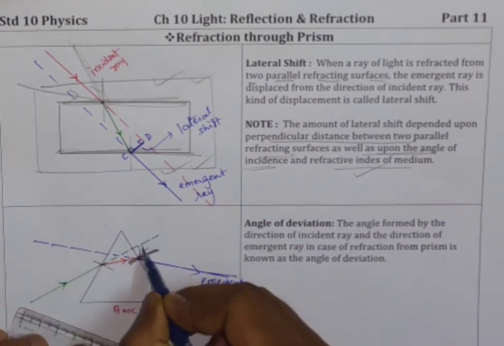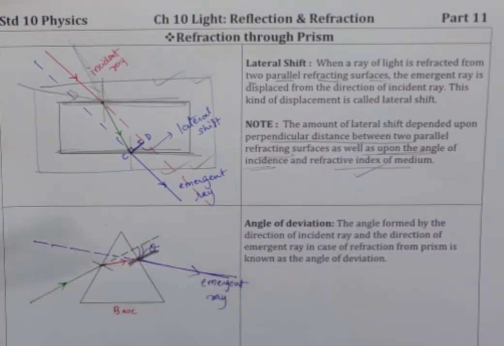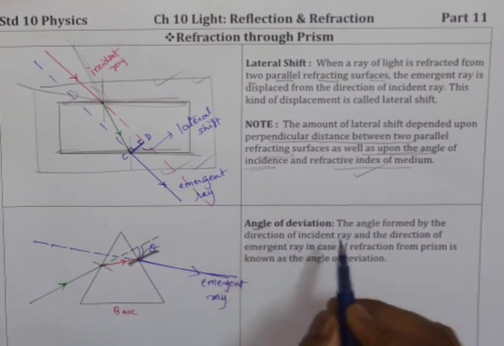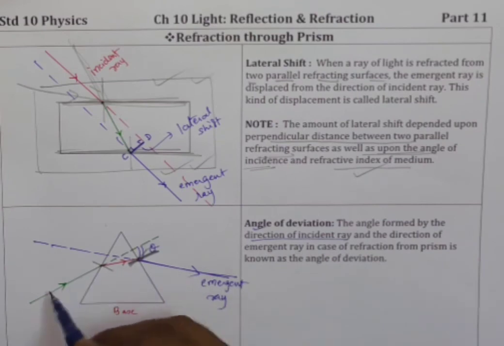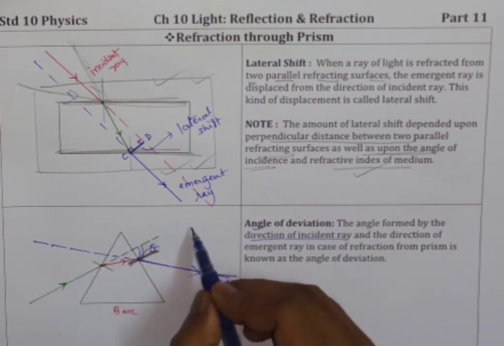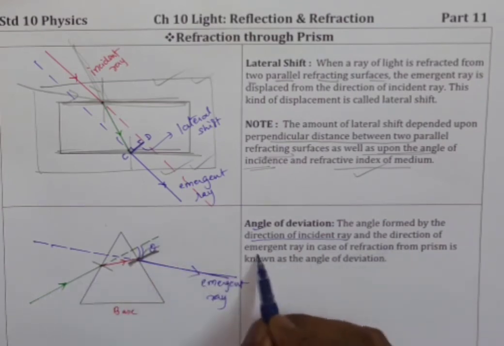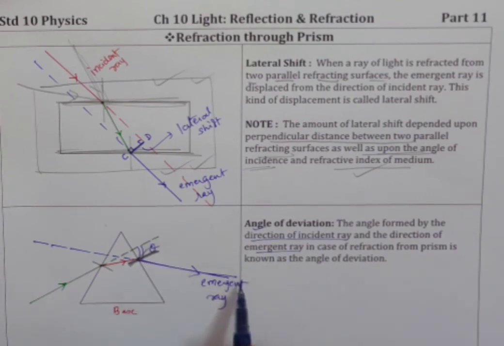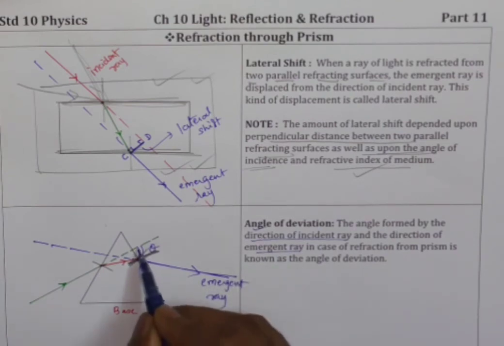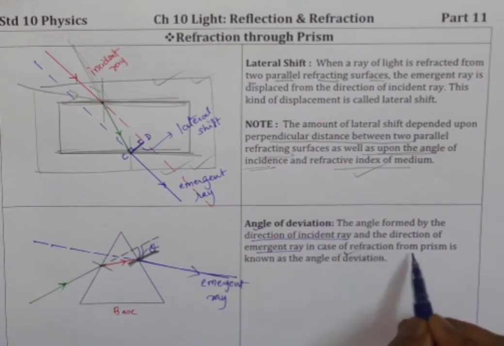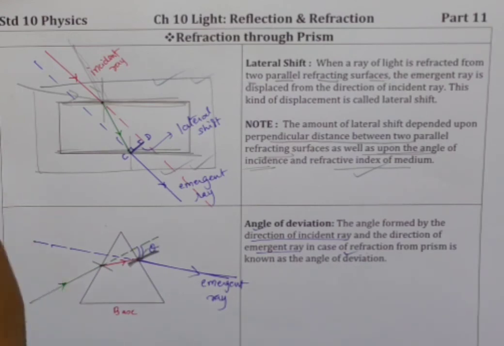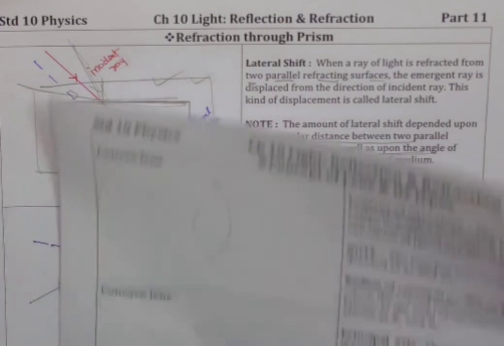So this angle is called angle of deviation. So what is angle of deviation? The angle formed by the direction of incident ray, that green dotted line shows you direction of incident ray, and the direction of emergent ray. This blue line is representing direction of emergent ray. An angle between these two directions. Alright. And this happens in case of prism. Refraction from prism is known as angle of deviation. I hope that is clear to you.